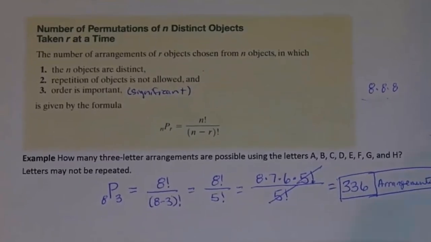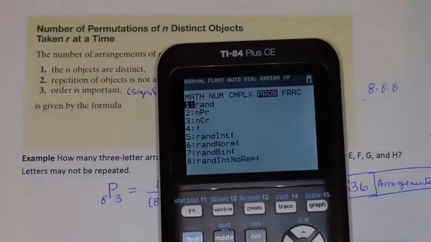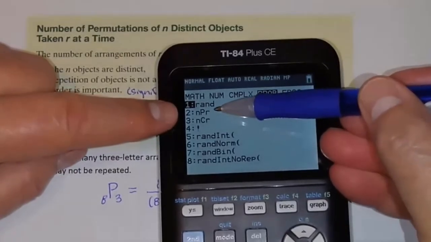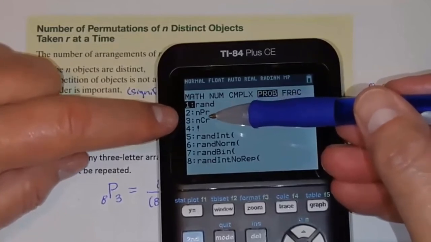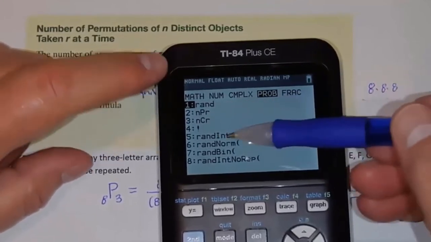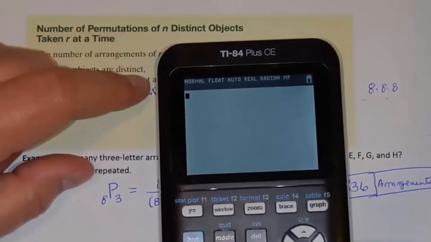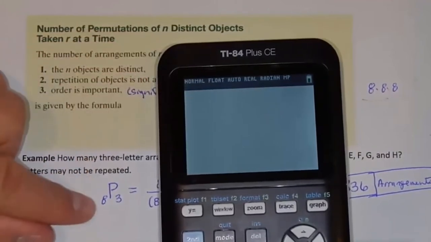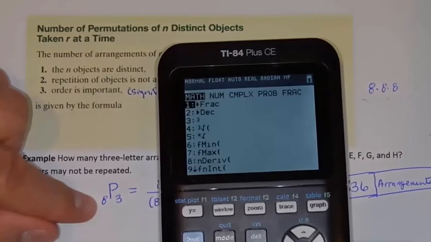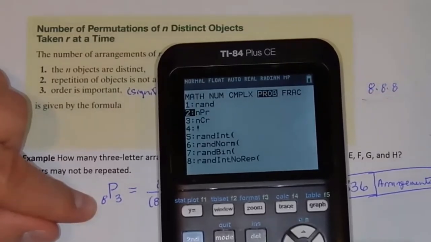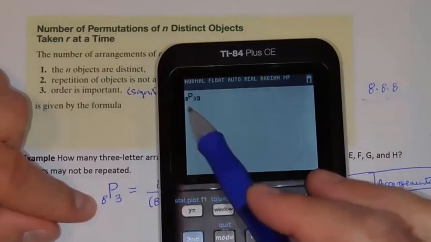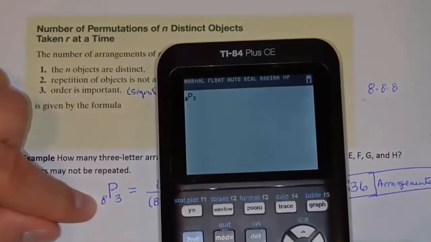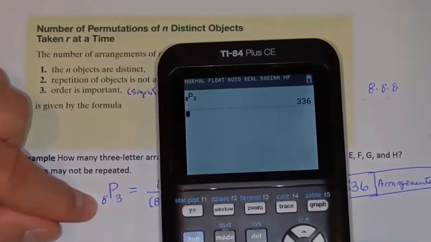I do want to point out on your calculator, if I go to Math PRB, look at option 2 right there, nPr. That is a command that allows us to compute permutations on our calculator. Here's how it works. The first thing I'm going to do is type 8. Then I go to Math Probability nPr and select that. And then I type in the 3. So I get 8P3. And when I hit enter, the calculator calculates that and tells me it's 336.